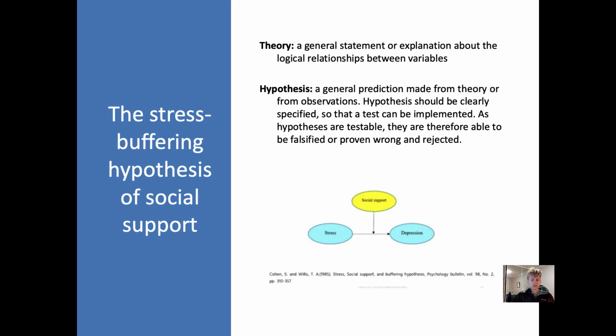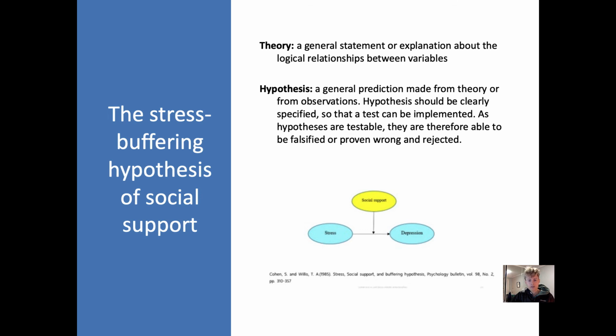So the stress buffering hypothesis is in fact a theory, which is a bit confusing. So perhaps we'll say the stress buffering model is a theory. Broadly speaking, I will summarize the theory as follows. The stress buffering hypothesis posits that social support protects individuals from the pathogenic consequences of exposure to stress. But this, in its current form, isn't something we can test.